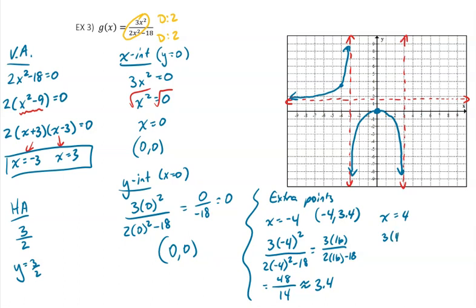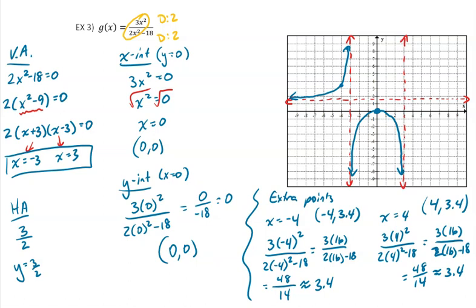So we have 3 times 4 squared over 2 times 4 squared minus 18, which, if you notice, is going to end up working out the exact same way. So we're going to have 48 over 14, which is about 3.4. So we're also going to have 4 comma 3.4. Right about here. Hug our asymptotes. And we are done.